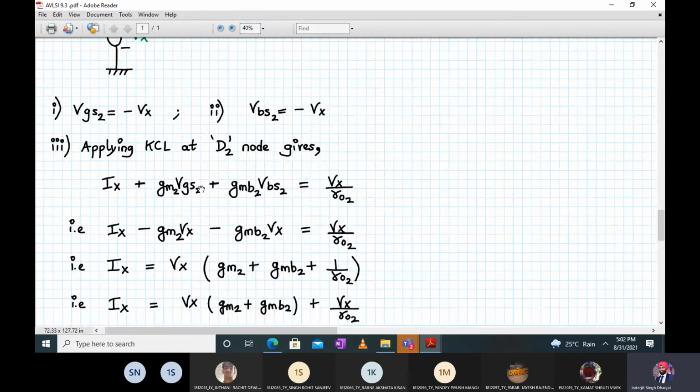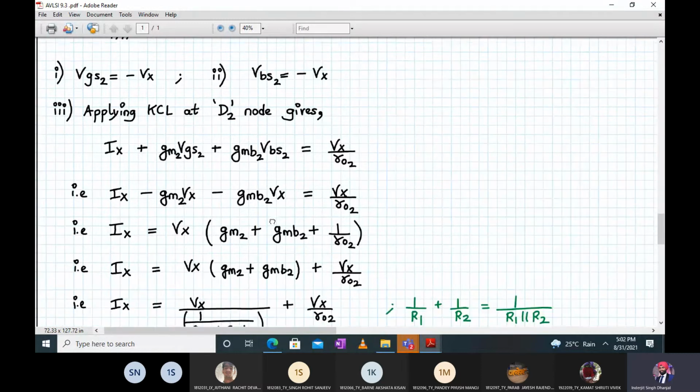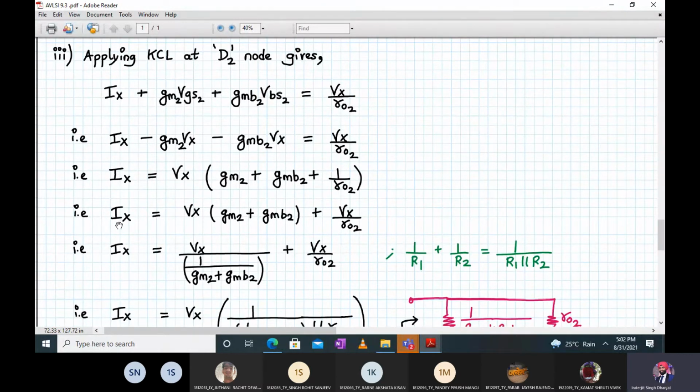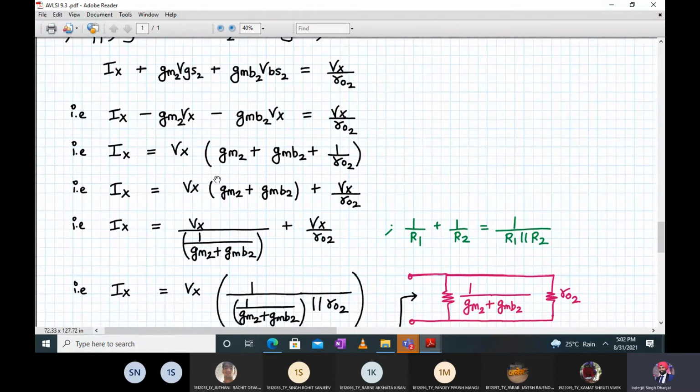Now VGS2 is equal to minus VX and VBS2 is also equal to minus VX. So we collect all the terms of VX together and IX together. What do we get over here? IX is equal to VX times (GM2 plus GMB2) plus VX upon RO2, correct? And we can write the same expression as VX divided by 1 upon (GM2 plus GMB2), plus VX upon RO2.